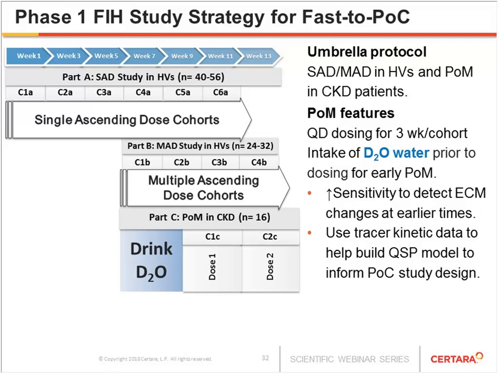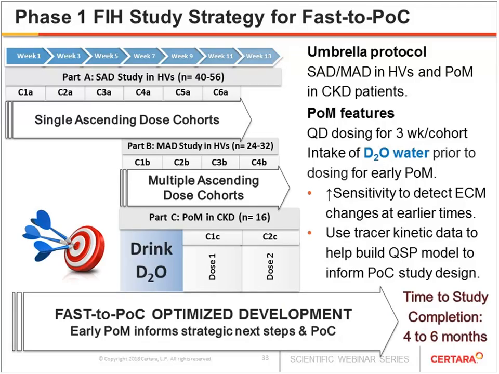But essentially, our hope was that by doing this study, within 4 to 6 months, we would be able to come up with a dosing strategy, a positive signal in terms of proof of mechanism, and be able to move to a well-informed proof of concept study, thereby optimizing our early drug development.